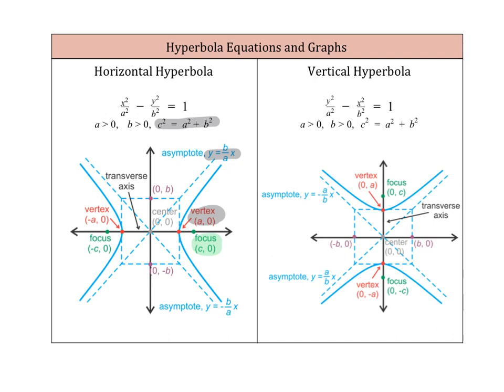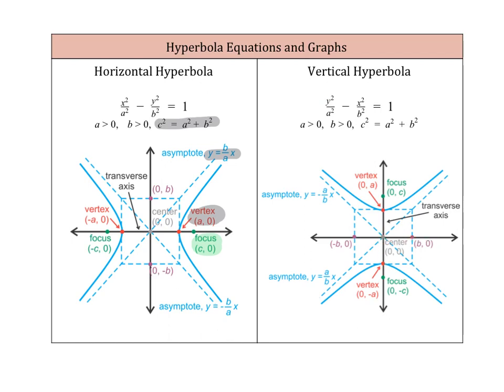Now when we look at the vertical hyperbola equation, you'll notice that the only thing that's different is that y squared comes first and then x squared comes second. Notice that a squared always comes first with hyperbolas. So if y squared is the first term, then that's how you know you're going to have a vertical hyperbola. And in this case, since a is under the y, a is the vertical distance from the center up to the vertex or the center down to the vertex. So that's our a value.